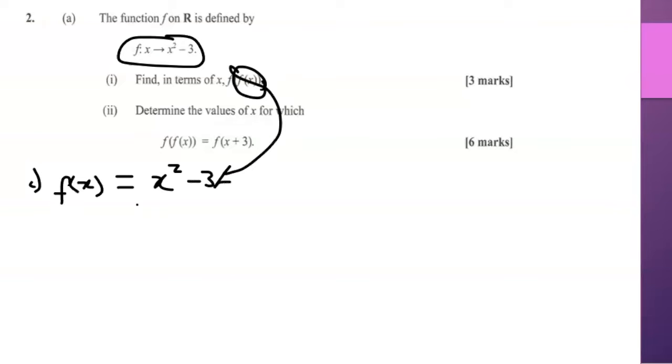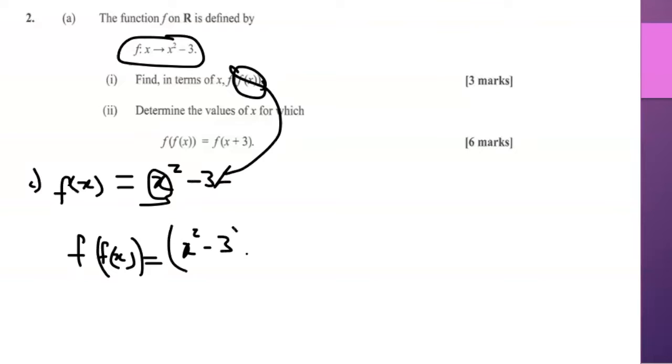So I'm going to substitute it where I see the x. The x that I have here, I will be replacing with x squared minus 3. So I'll have x squared minus 3 all square minus 3. All square means I'm multiplying this twice. So I'm going to have x squared minus 3 times x squared minus 3. Then I have take away 3 on the outside.